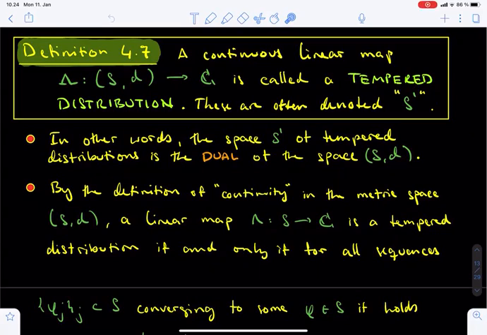In preparation for the definition, we gave the space of Schwartz functions a topology and in fact a metric D. Then, at the end of the lecture, we showed that the space of Schwartz functions equipped with this metric is a complete metric space.